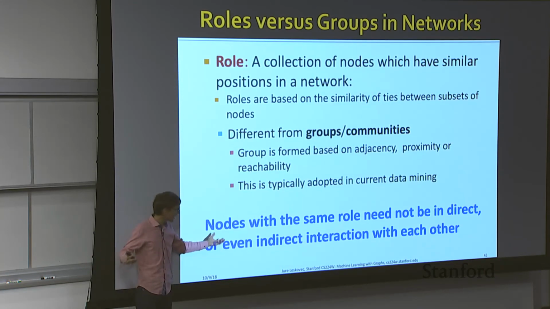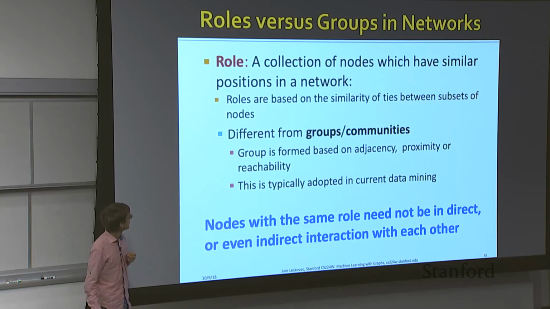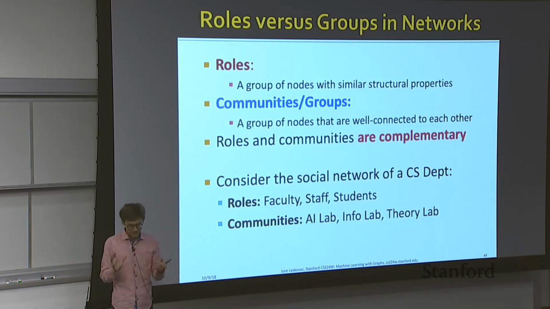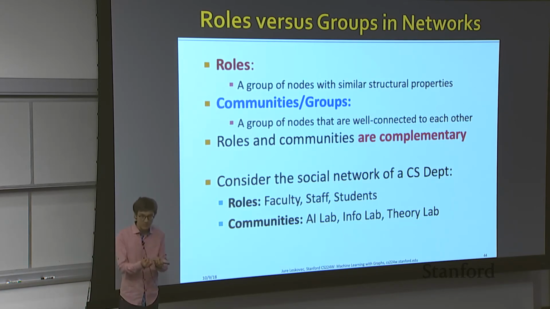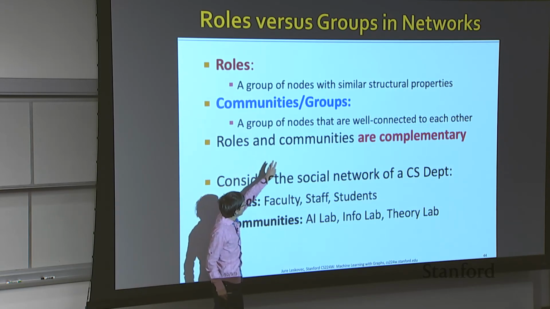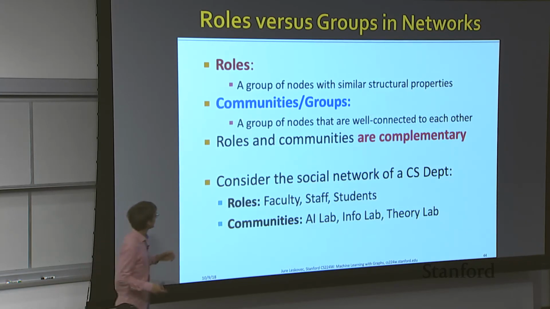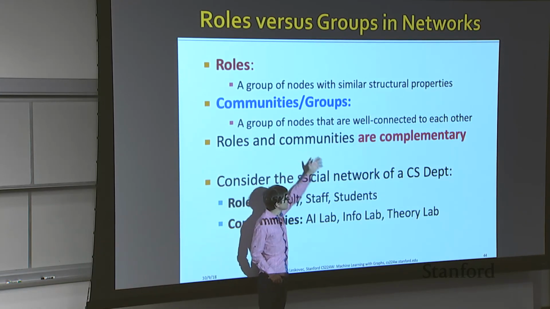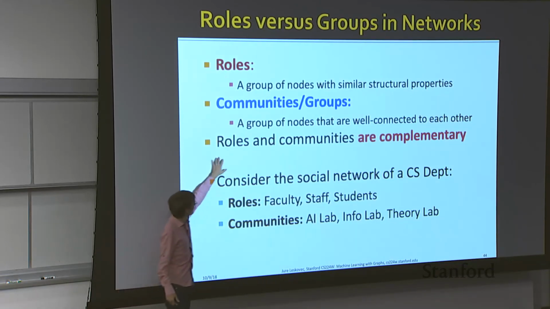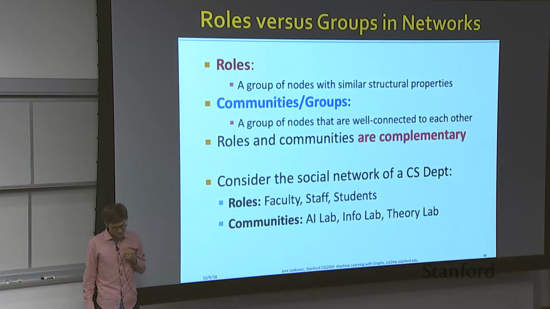They may be in different graphs or different parts of the same graph, right? So to elaborate on this a bit more, roles are groups of nodes that have similar structure of networks around them, while communities or groups are groups of nodes that are tightly connected with each other. And the notions of roles and communities are two complementary concepts. Today I'll talk about roles. In future lectures, we will talk about communities.